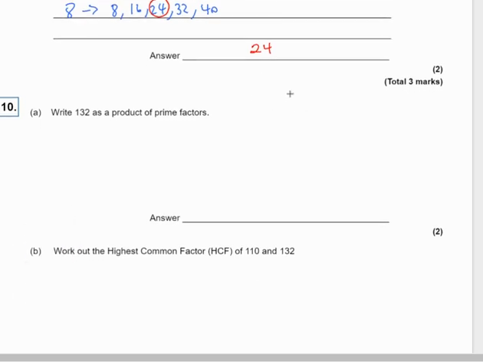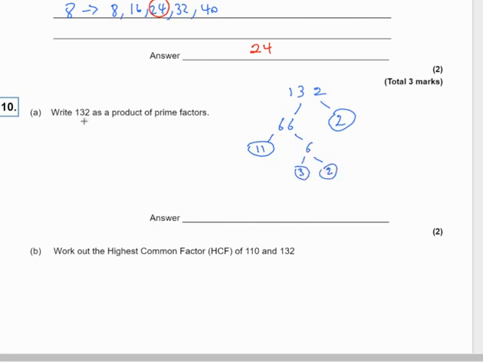So we do our little factor tree right over here. We've got 132. We just need two numbers that multiply to 132, where we're not using 1. So let's go for 66 and 2. That works. 2 is a prime number, so we circle it. Two numbers that multiply to give 66 are 11 and 6. 11 is a prime number, so we circle it. Then two numbers that multiply to give 6 are 3 and 2, and they are both prime.